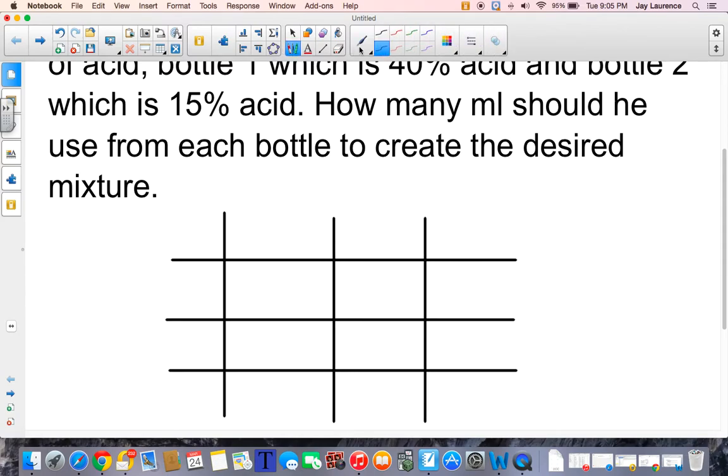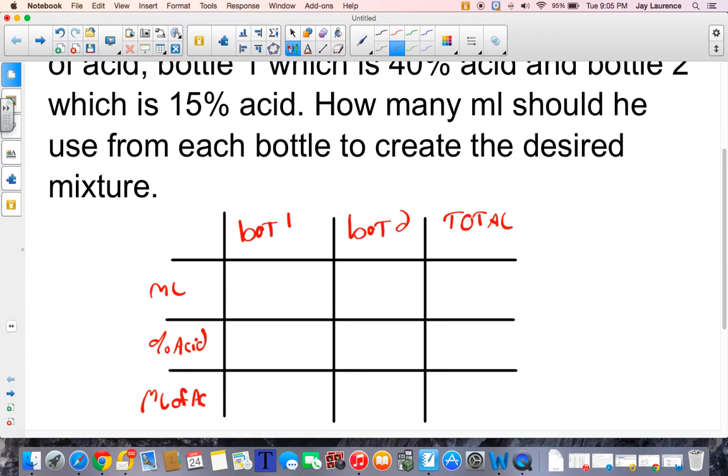All right, so what 2 variables are we talking about? Well, we're talking about the 2 bottles of acid. So bottle 1 and then bottle number 2, right? And then here's going to be our total. And then we're talking about milliliters. So how many milliliters? And then the percent of acid was mentioned. And then this one here is the milliliters of acid. Okay, and this is really easy to get, although at first it's kind of weird. But if you think of what Megan Ferrari said Tuesday morning about the coins, this is going to be really easy, very much like the coins.